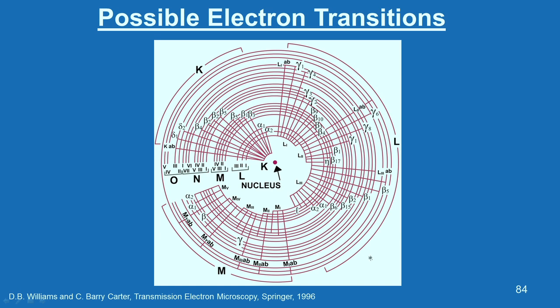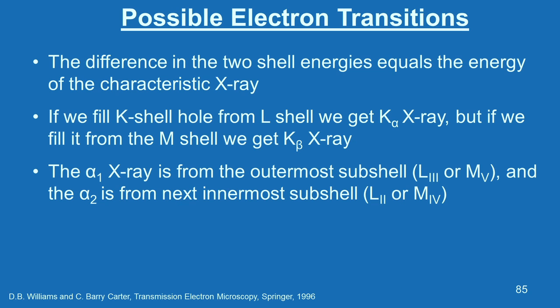And you all might already have some idea of all possible transitions from different electron shells, like the orbits L, M, N, O. Depending upon the transitions, the energy levels also vary, and I just brought this schematic for completion. The difference in the two shell energies equals the energy of the characteristic X-ray. If we fill a K shell hole from an L shell, we get a K alpha X-ray, but if we fill it from the M shell, we get a K beta X-ray.